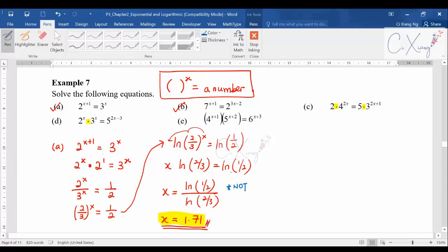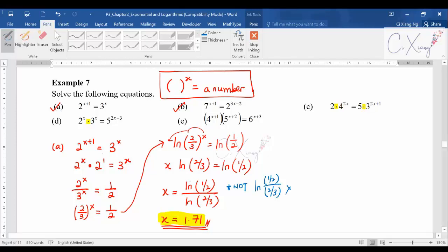When you bring the ln over, it is not ln 1 over 2 divided by 2 over 3. This is wrong, and this is correct. But a lot of students will do this one. So please take note and make sure that you don't make this kind of careless mistake.